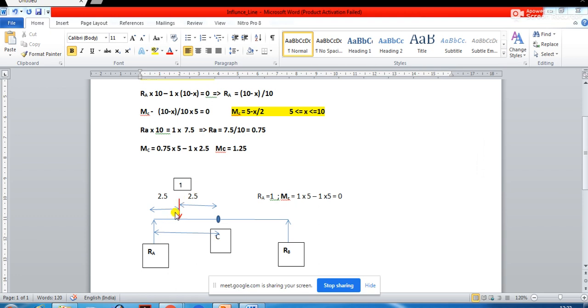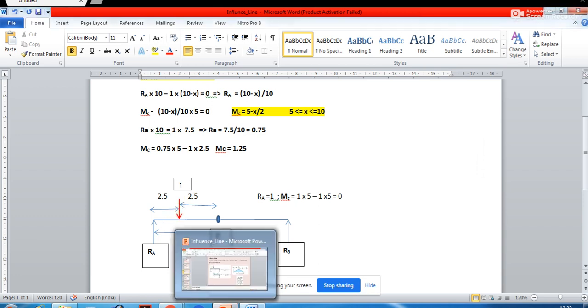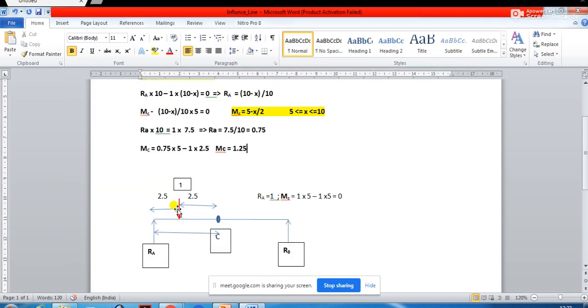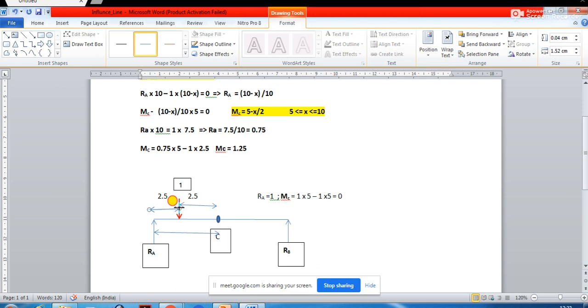Now you see, go to the presentation. What you are finding out is, at 0 the moment is 0. When the load is placed at 2.5, your moment is 1.25. Now let us move the load from here to here.